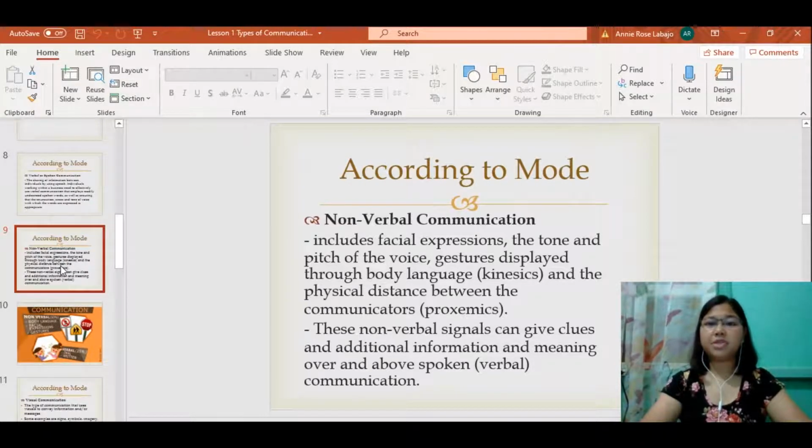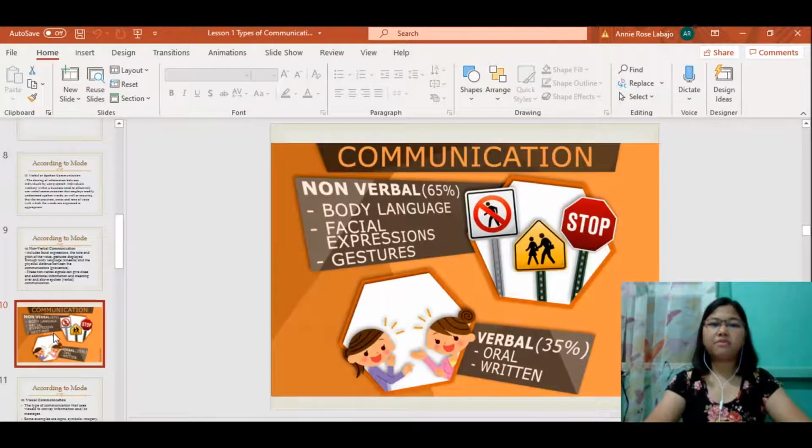Most of the time, we would agree with the speaker by saying yes, but our nonverbal communication or our facial expressions would say otherwise. Okay, remember, nonverbal communication is 60 to 65% of the message that we are sending. So the nonverbal includes our body language, our facial expressions, and the gestures, while only 35% of the communication belongs to verbal, oral or written.